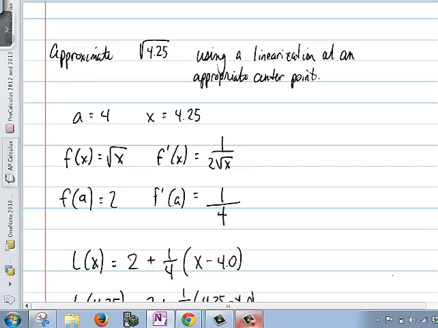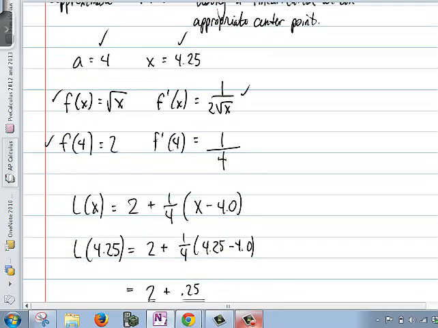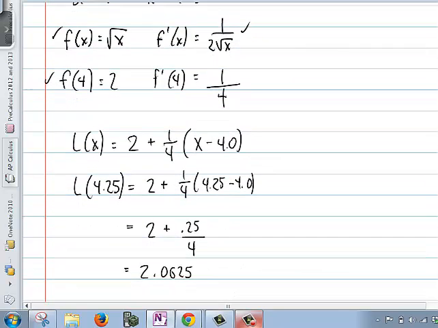Okay, and we're back. And so we're approximating the square root of 4.25. The center point is at 4. The value we're going to use in the linearization will be 4.25. Again, the function is a root function. The derivative is the same as before. Center point function value, f at 4 is equal to 2. The derivative at 4 is equal to 1/4. Plug in to your linearization, you get 2 plus 1/4 as the derivative. You plug in 4.25.